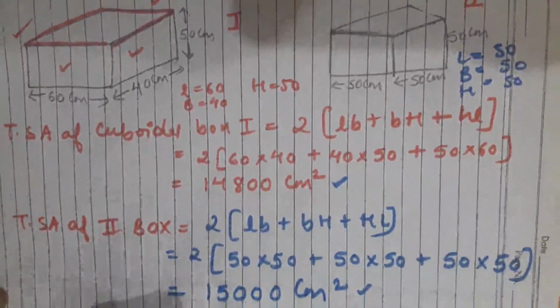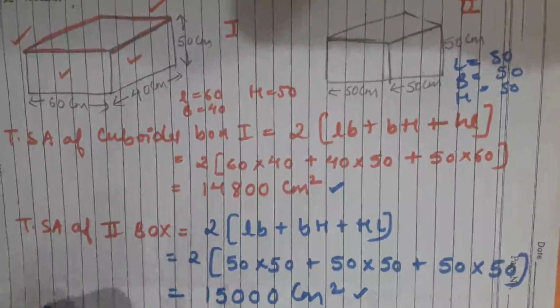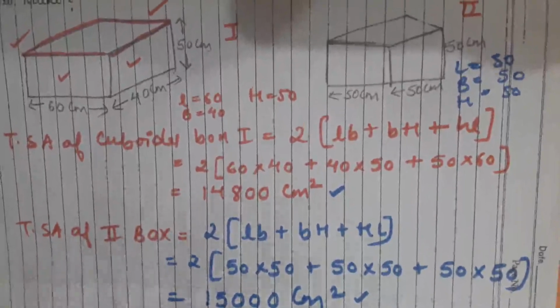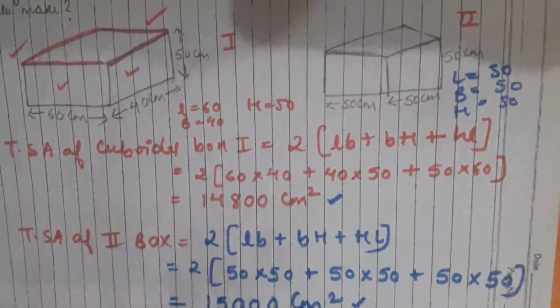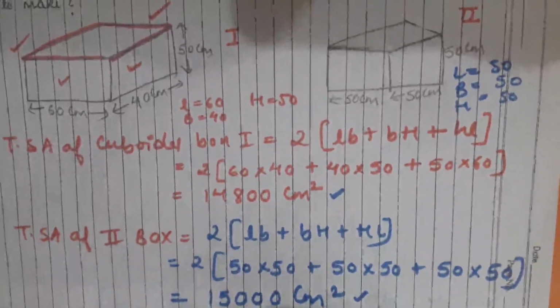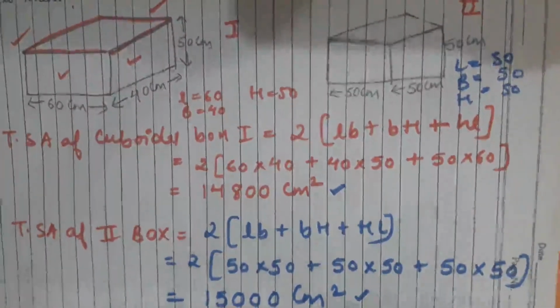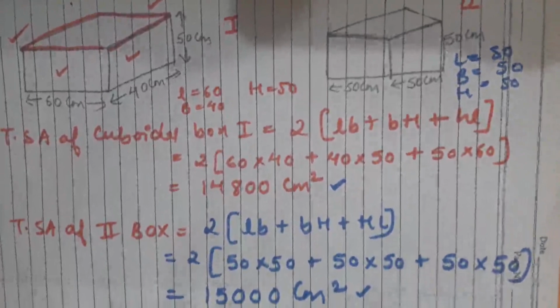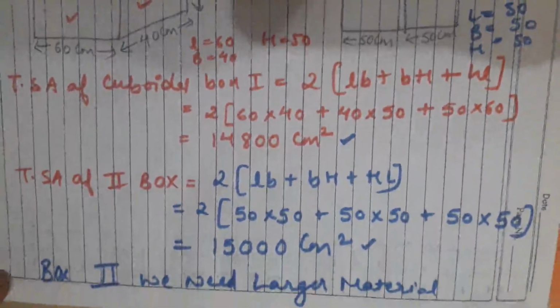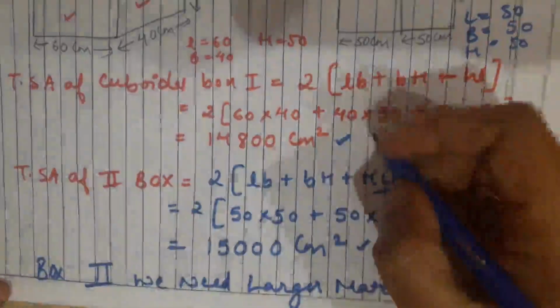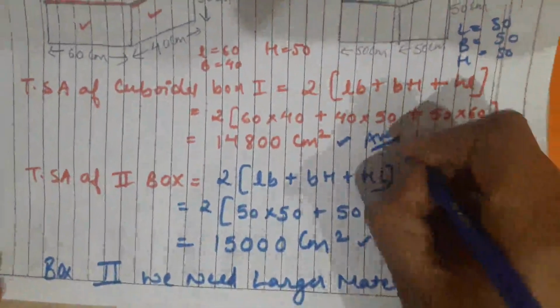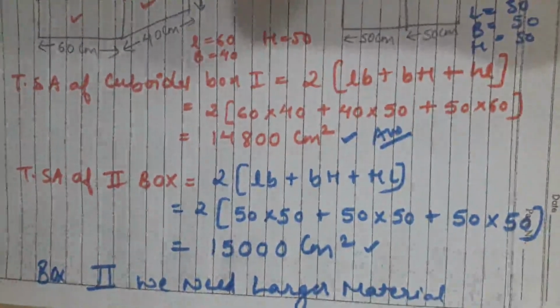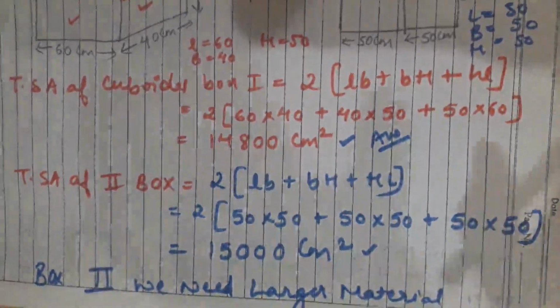Okay, so in the first box the total area is this and in the second box the total area is this. So in the second box we need larger area, larger material. In the question we have been asked about the lesser material, so the answer will be box first.